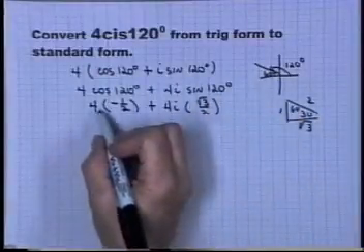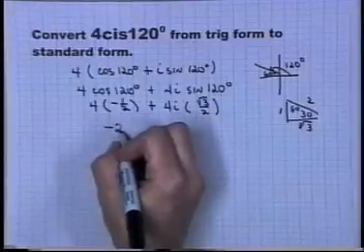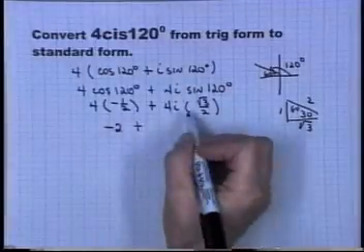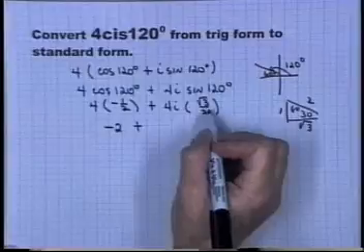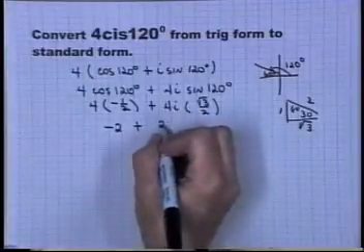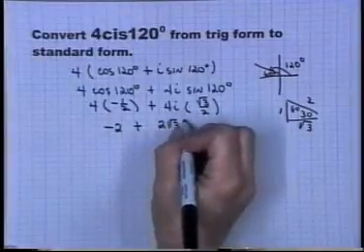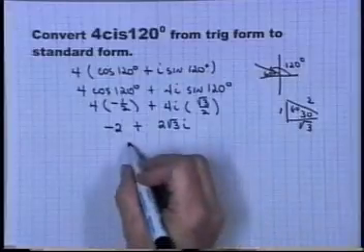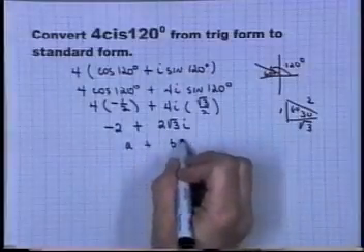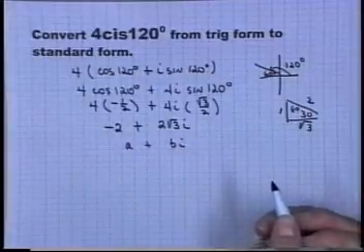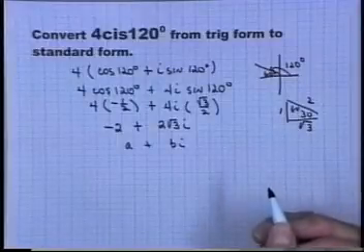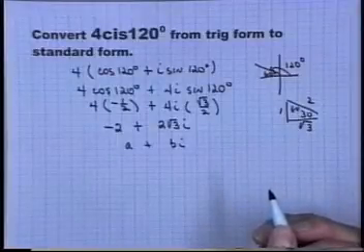Now let's multiply this out. 4 times negative 1/2 is negative 2. Plus, when I do 4 times square root 3 over 2, the 2 is going to cancel with the 4, and I'll have 2 times the square root of 3 times i. So again, this is my a plus bi form. a is negative 2, and b is 2 square root 3 times i.